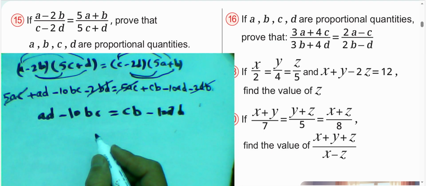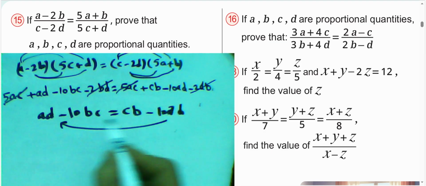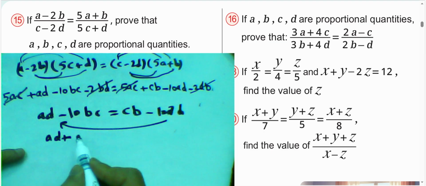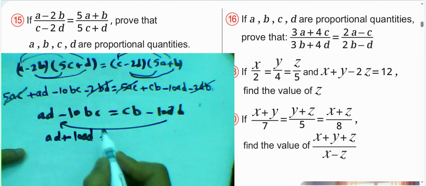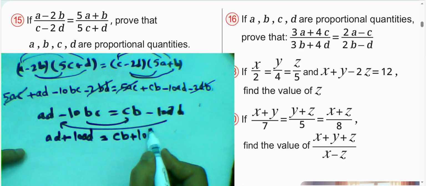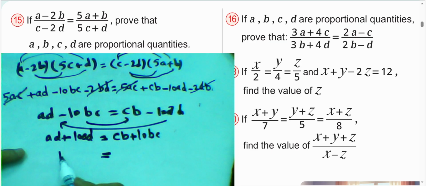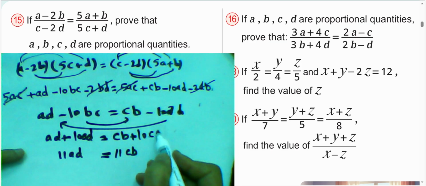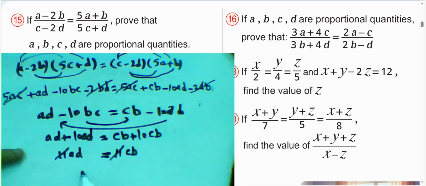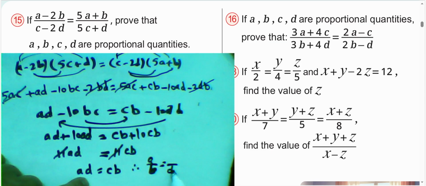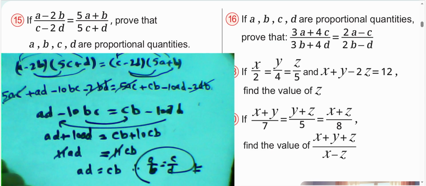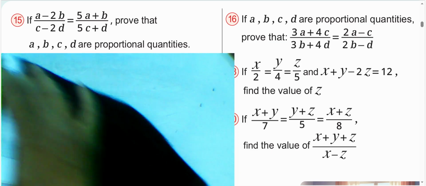Now we can simplify it. Look at here, we have ad plus 10ad equal to cb plus 10bc. 1 plus 10 is 11, then we have 11ad, and here 11cb. We can cancel 11 by 11, then a times d equals c times b. So we can find the ratio a over b equals c over d. Then they are proportional. Understood? We prove by this method.